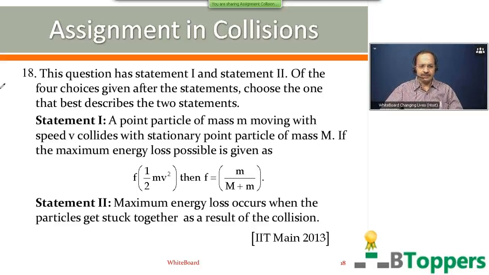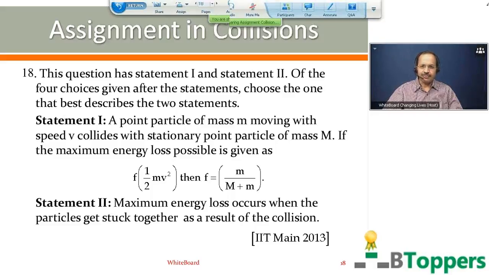So in the theory part of one-dimensional inelastic collisions, I discussed that for given initial velocities of the two colliding bodies and for given values of the masses, the maximum possible loss of kinetic energy takes place when the two colliding bodies stick together or move together after collision. Such collisions are said to be completely inelastic. So statement 2 is definitely true, but we have to check statement 1.